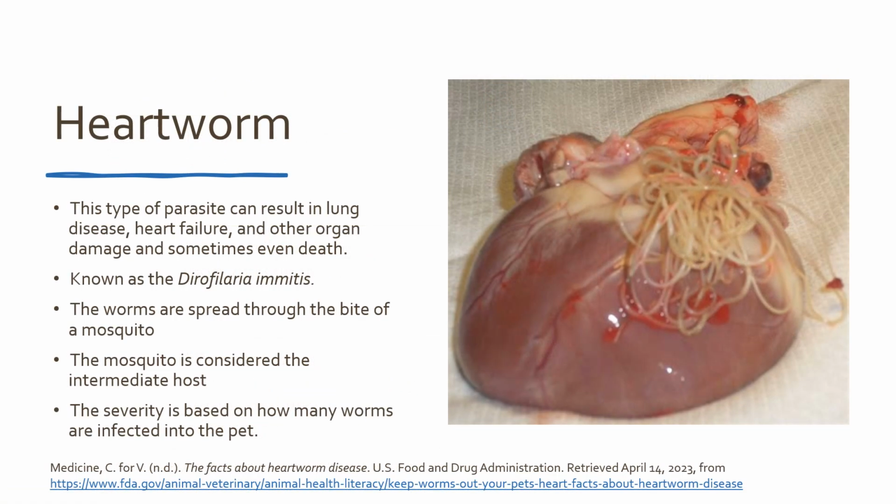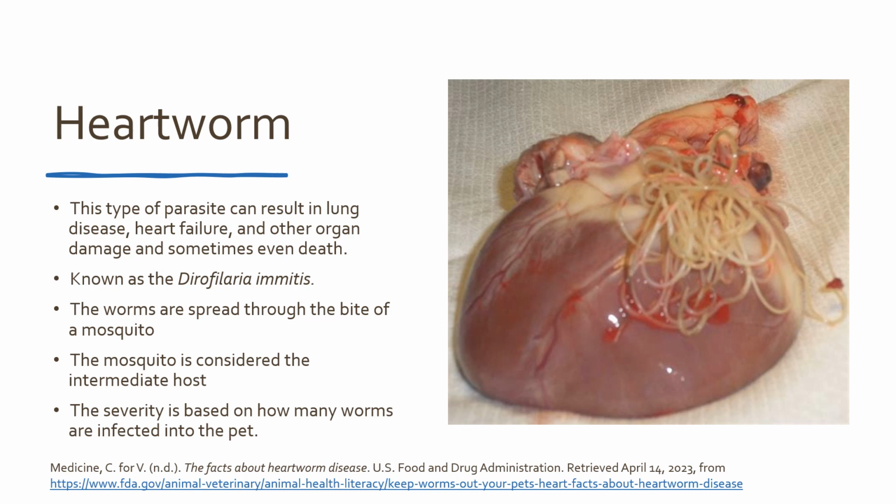And another very deadly type of endoparasite is heartworm. This type of parasite can result in lung disease, heart failure, and other organ damage, and sometimes even death. This worm is spread through the bite of a mosquito.